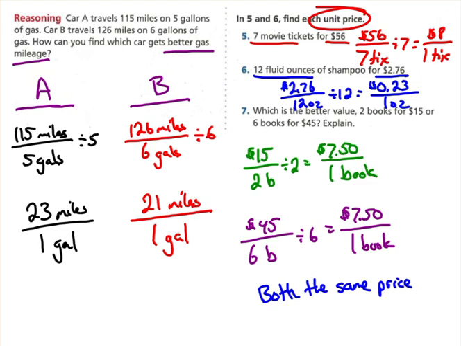So we want to know which one gets better gas mileage. Well, think about it this way. If I have a gallon of gas, I want to go as far as I possibly can with that gallon of gas. So in this case, 23 miles on 1 gallon is better than 21. So car A has the better gas mileage.